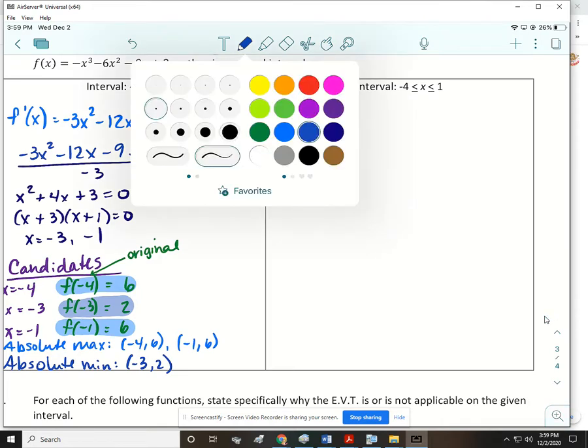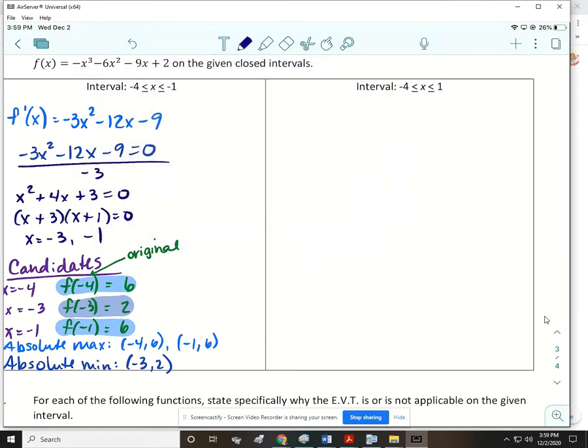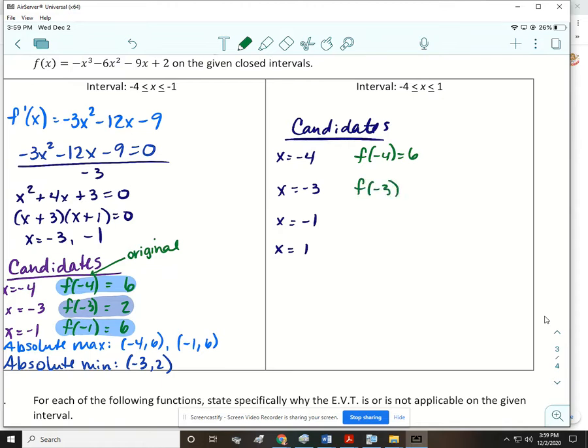But we've already done the work in finding the critical numbers, but our candidates are going to change slightly. So our candidates are going to be the endpoints, x equals negative 4 and x equals 1. And then our critical numbers that fall in between those, which from before we already figured out are negative 3 and negative 1. All right. We've already done a lot of this work. We found f of negative 4. We found f of negative 3. And we found f of negative 1. Now we need to find f of 1.